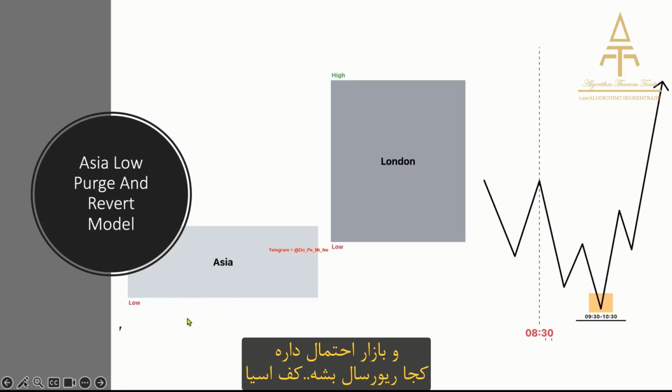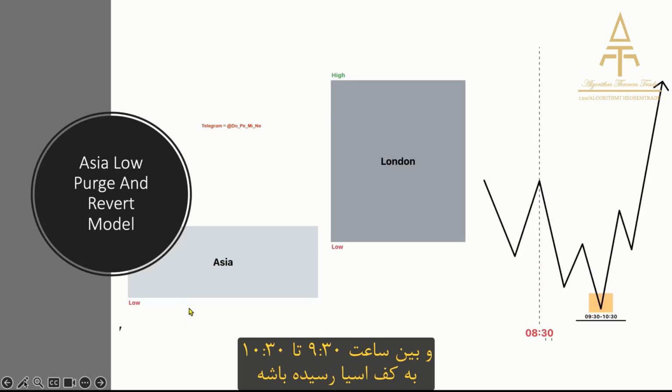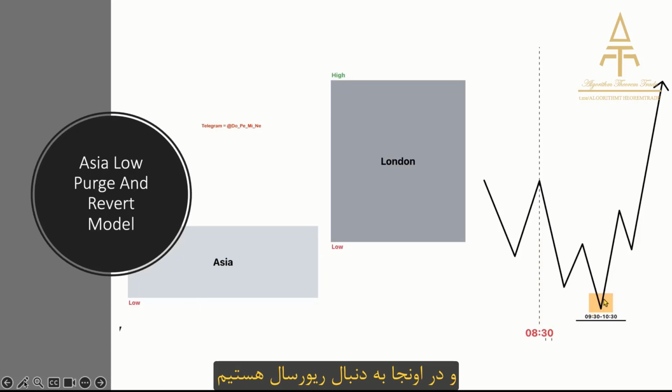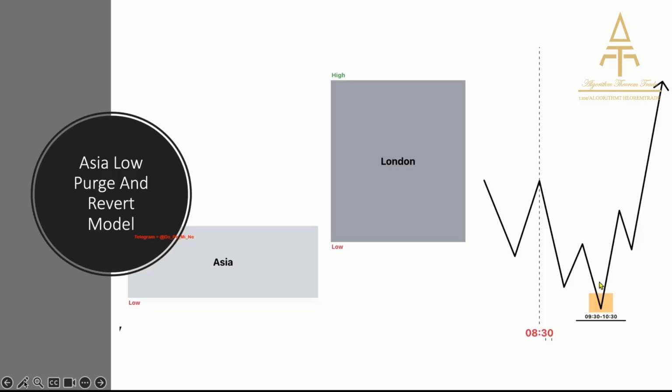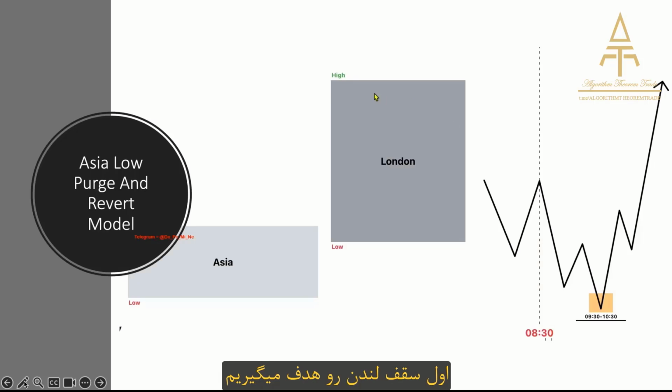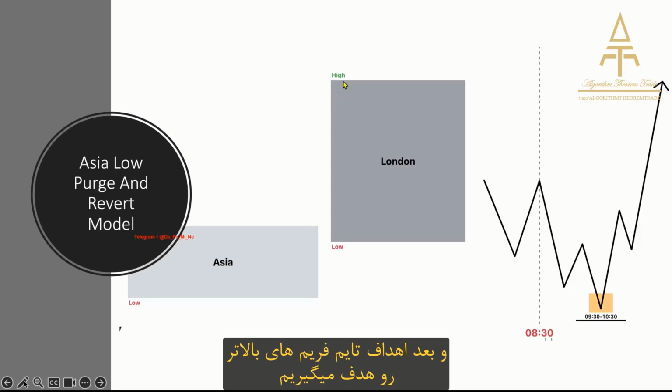Below the Asia low. We want to see the Asia low get reached between 9:30 to 10:30, and we will be looking for signs of a smart money reversal occurring below there during that time window. And if we see that order flow is shifting bullish intraday, we will first be targeting the London high, and after that the higher time frame objective that we are targeting.